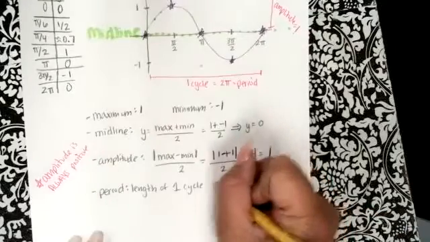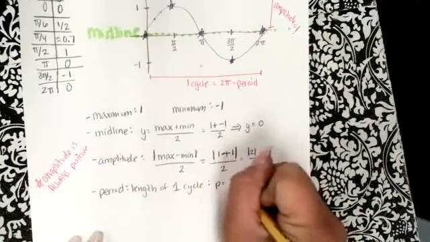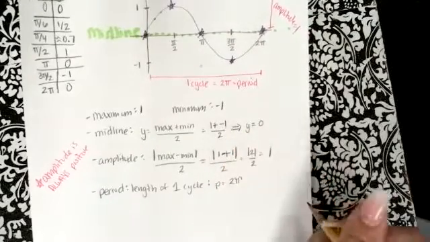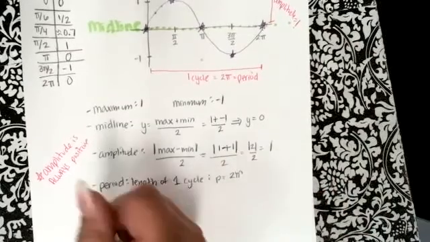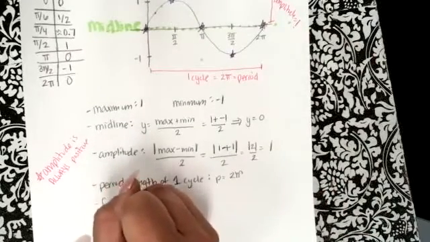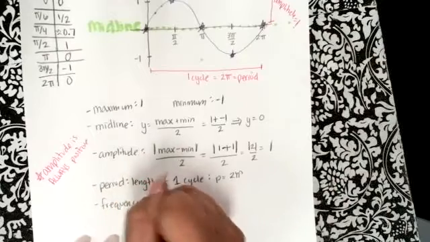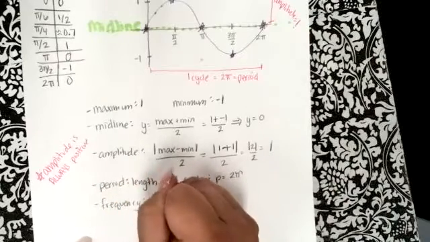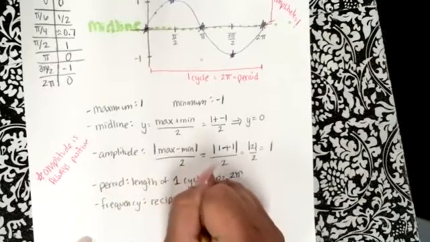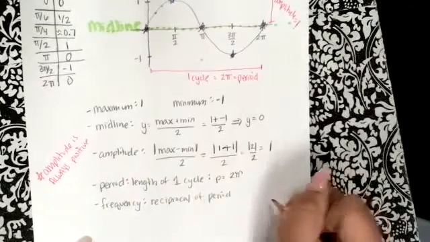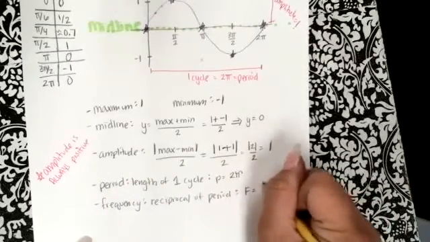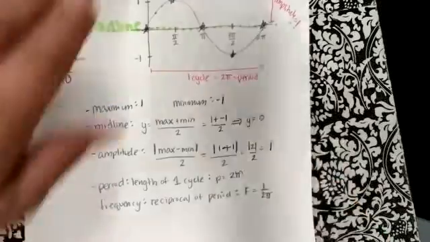Now on this one, my period is 2 pi. Now that is going to be changing, and we'll get into that. And then frequency is the reciprocal of the period. So right here, my frequency is going to be 1/2 pi.